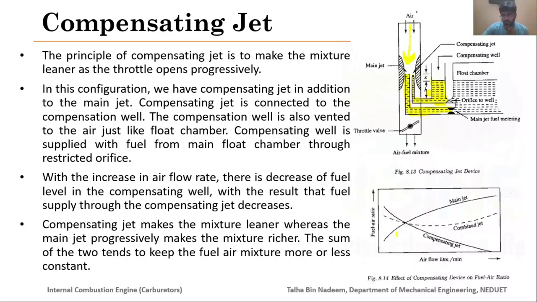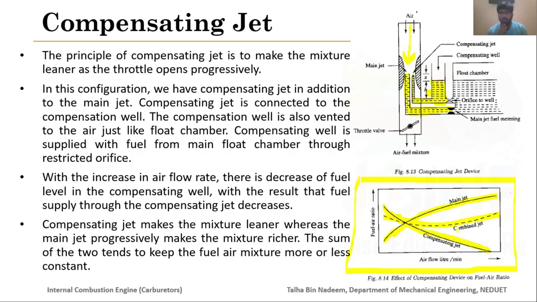So initially here in this graph, in this figure, you can see that when we have low air flow rates, the flow from the compensating jet is higher, whereas the flow from the main jet is lower, and that is because of the difference of the diameters between these jets. And as we increase the air flow rate, the fuel supply from the compensating jet will start decreasing, whereas the fuel supply from the main jet will start increasing. And the combined jet flow will more or less remain constant.